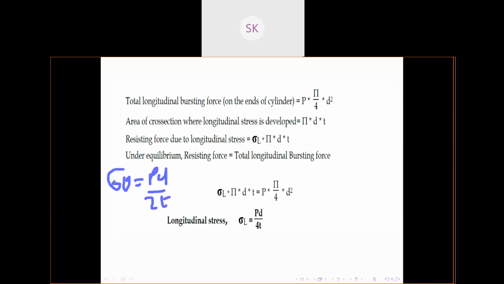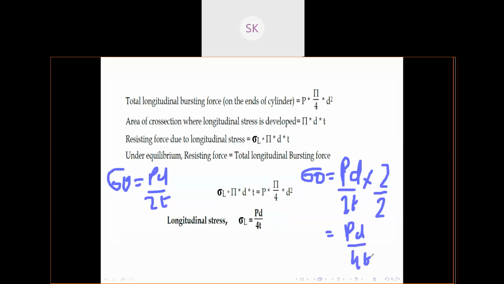See, this sigma theta is PD by 2T and the longitudinal stress is PD by 4T. In sigma theta, PD by twice T, if I multiply by 2 and divide by 2, will it affect anything? Nothing, right? I can write this as PD by 4T into 2. And PD by 4T is nothing but sigma L. So sigma theta equals sigma L into 2. Your hoop stress sigma theta is twice sigma L.